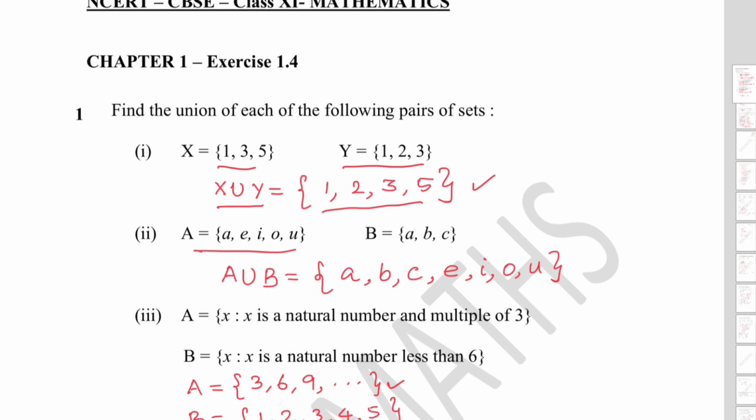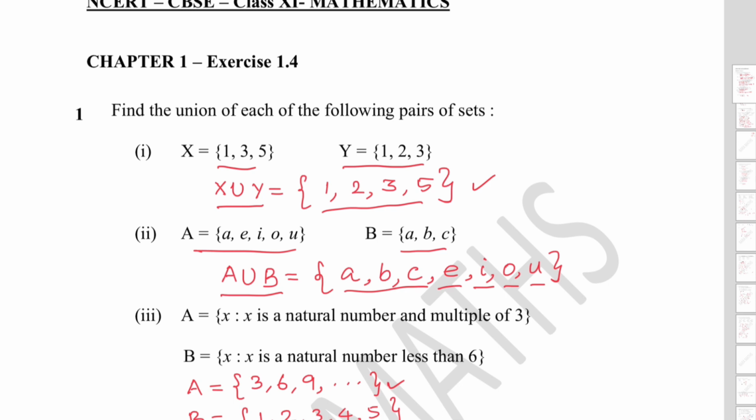And second question, a is a, e, i, o, u, the vowels, a set of vowels. Then set b is a, b, c. So a union b means you write down all the elements of a, then elements of b. So when you put in order, it is a, b, c, e, i, o, u. But if an element occurs in both the sets, it's enough you write only once, no need to write 2 times.